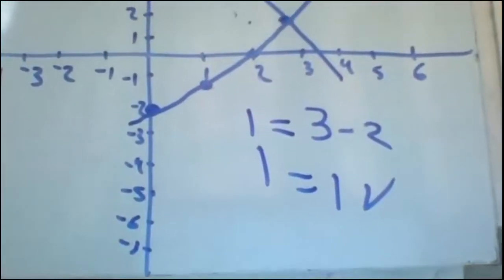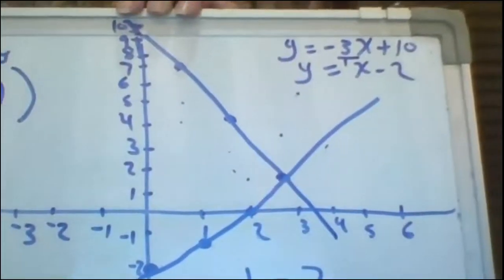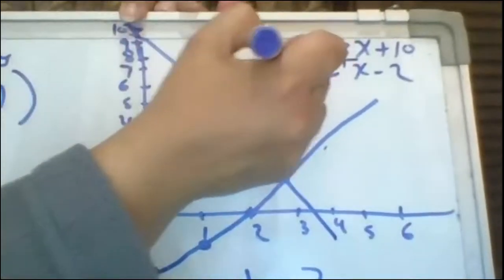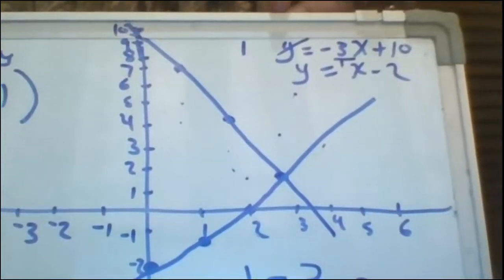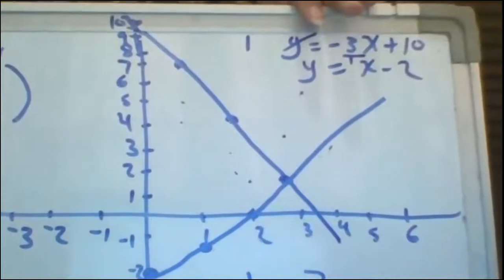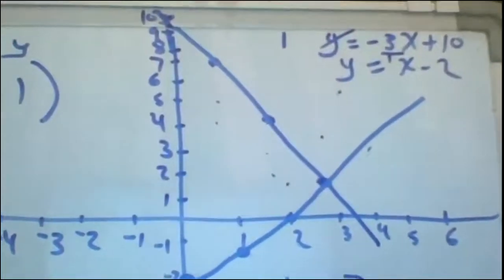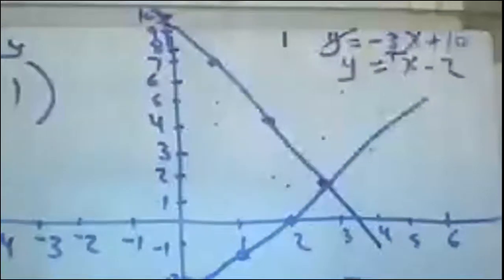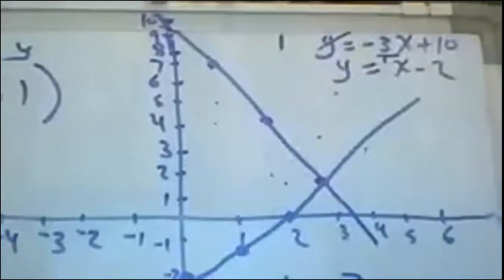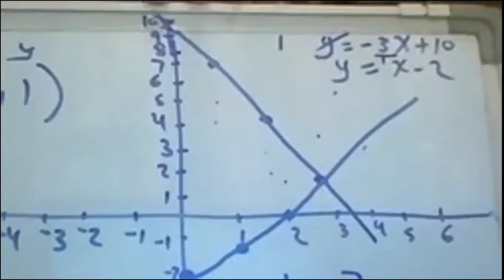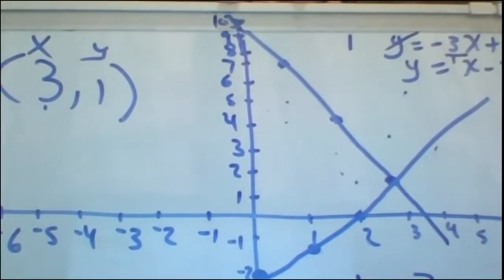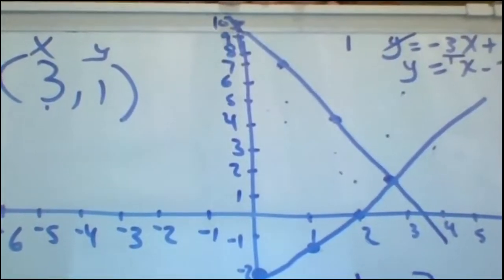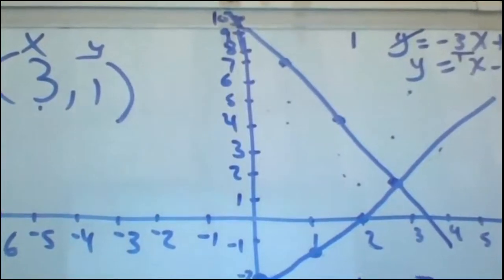What about the first equation? We want to check. y equals 1, and then negative 3 times 3 is negative 9. Negative 9 plus 10 equals 1. Then how many solutions do we have in this case? One solution. And we can call it dependent or independent? Independent. Why do we say that this one is independent? Because we have only one solution.